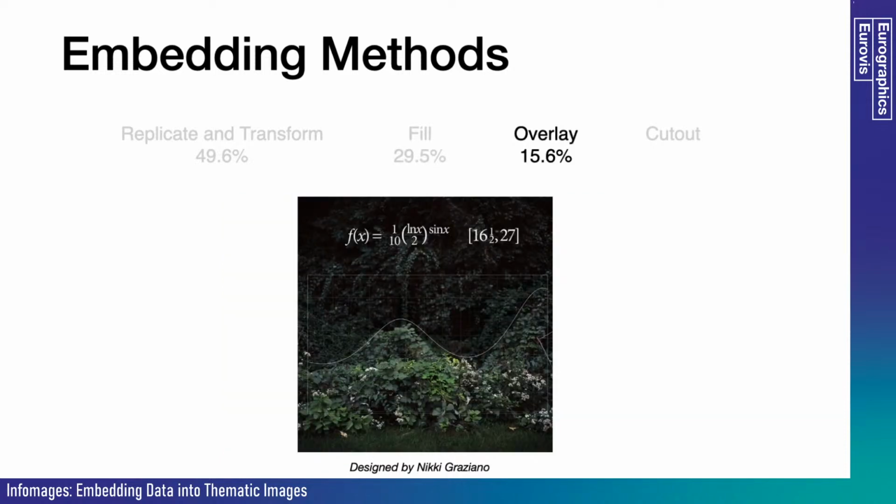Next, we have the overlay technique, where the chart is overlaid on an image, such that the edges or objects in the background have a shape that is similar to the chart. This method is employed in 15.6% of our graphics. Here, the curve created by the mathematical function matches the curve produced by the plants in the image.